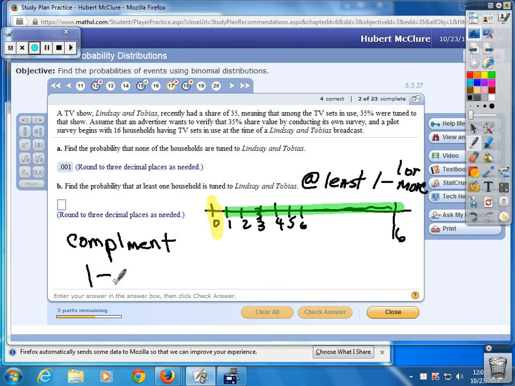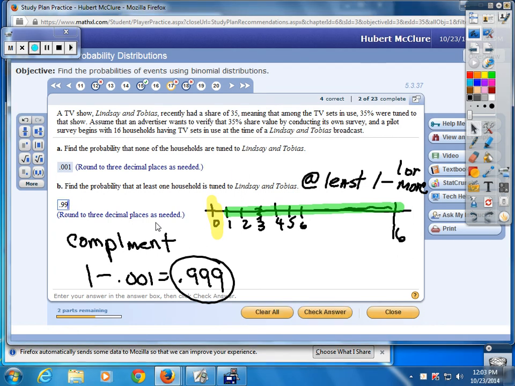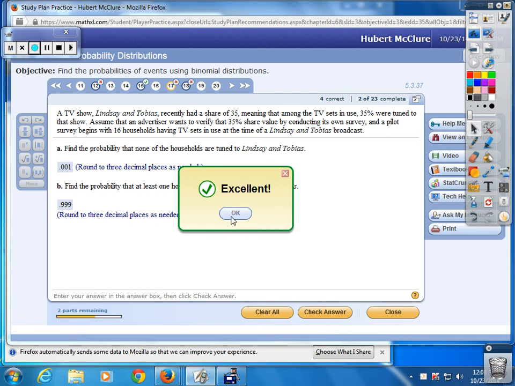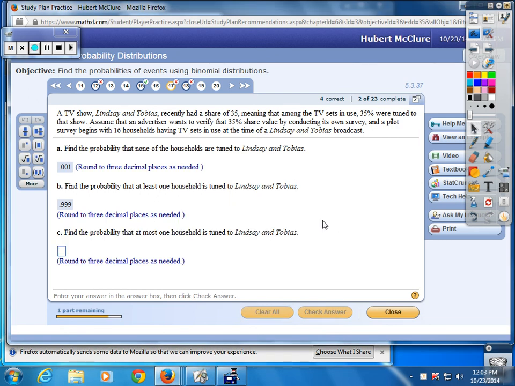1 minus 0.001 is equal to 0.999. Is that right? So the answer should be 0.999. And we did good on that.